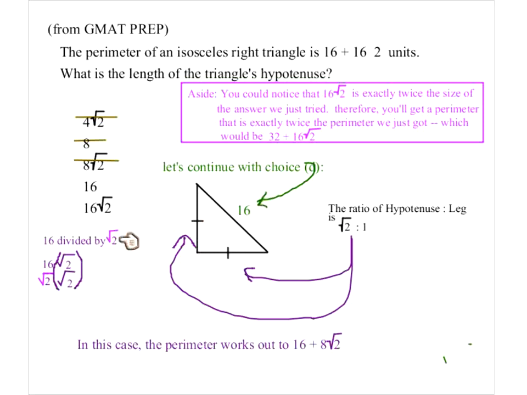We're just taking the 16 and dividing it by rad 2. Because here's the ratio, this quantity in the denominator works out to 2, and 16 divided by 2 is 8. So ultimately you wind up with 8 square roots of 2 on both of these sides. Sorry it's taking me so long to make these square root signs. So in this case, the perimeter does work out to what we want it to be. The perimeter does work out to 16 plus 16 square roots of 2. And so we are happy. That's the answer we want.